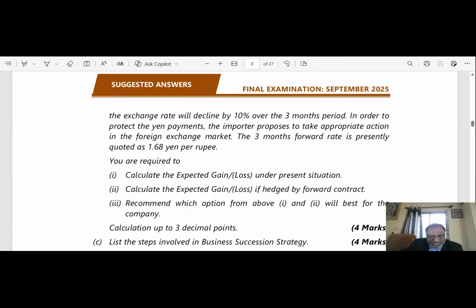Calculate the expected gain/loss if hedged by forward contract. Recommend which option from above 1 and 2 will be best for the company. Calculation up to 3 decimal points.